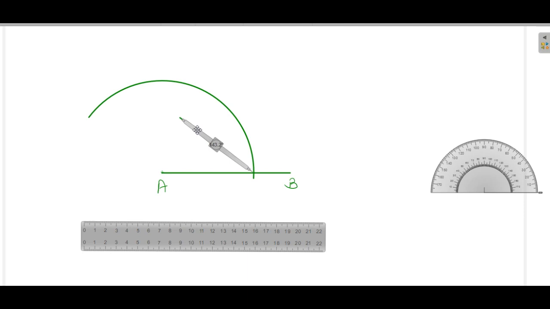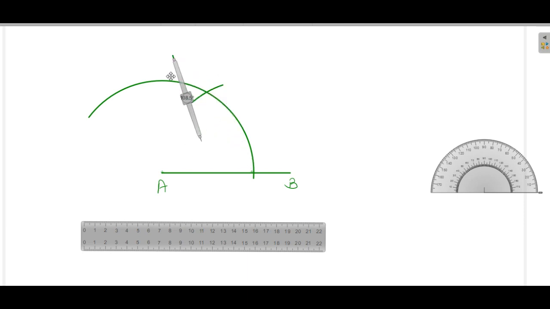Now, without changing the radius, we are then drawing another arc which intersects the previous arc. Where did we keep our metal pointer? At this intersection point, first intersection point. And we are going to draw another arc here. Now we get a new intersection point. If we join this and A, we will get 60 degrees, right?